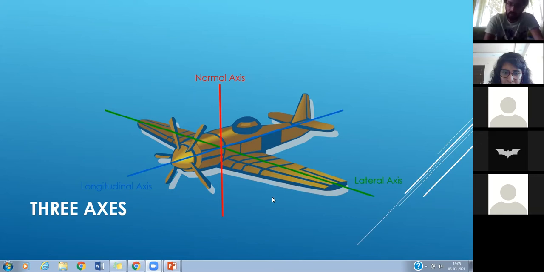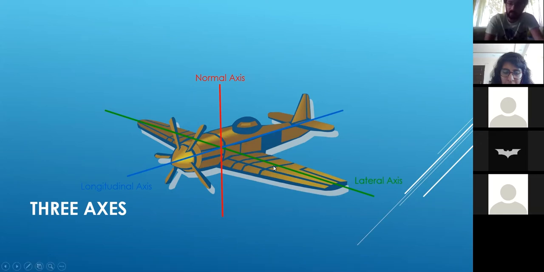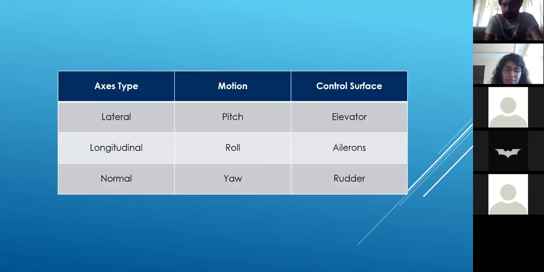These are the 3 axes and they all work about the center of gravity. This is how it works. The lateral axis helps you pitch using the elevator. The longitudinal axis helps you roll using the ailerons. And the normal axis helps you yaw using the rudder.